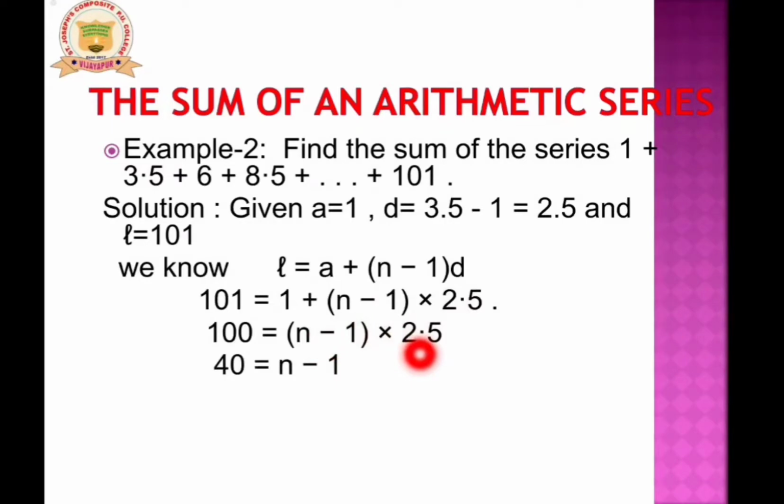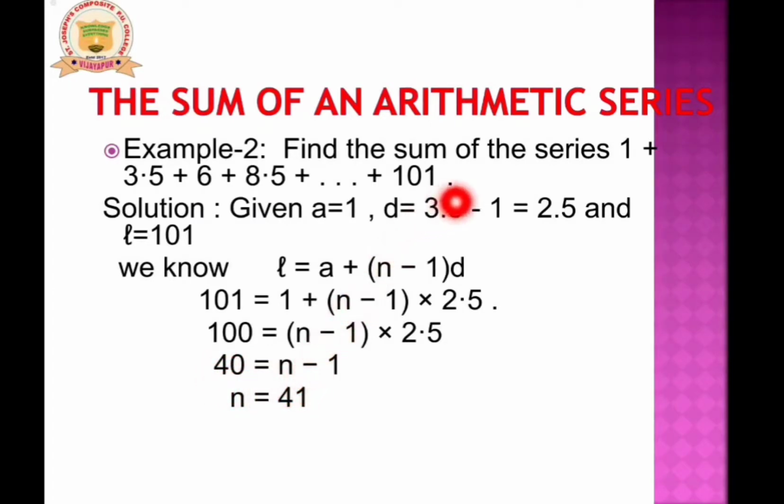Take this 2.5 to this side, it is in multiplication. When it comes to the left side, it becomes the denominator. So 100 by 2.5 gives you 40. So 40 is equals to n minus 1. Take this minus 1 to this side, it becomes plus 1. Then we get n is equals to 40 plus 1, that is 41. So n we got here as 41.